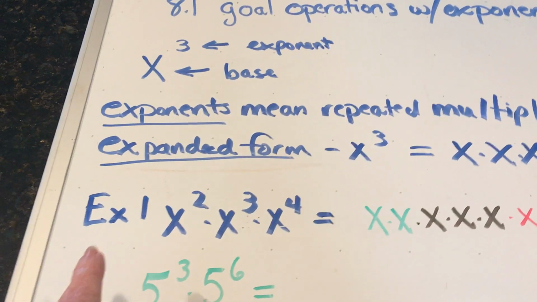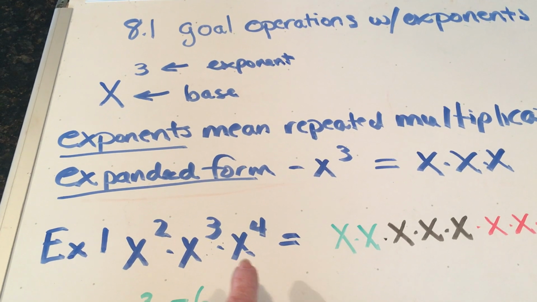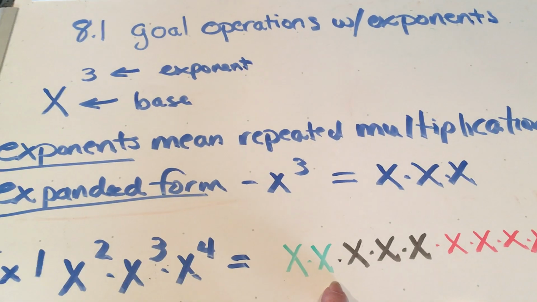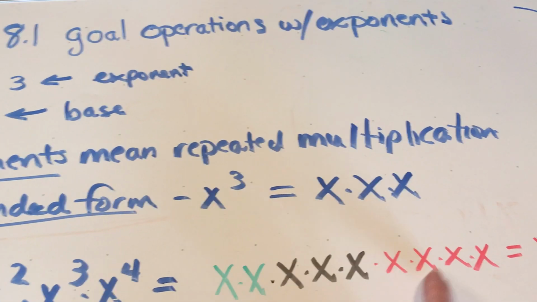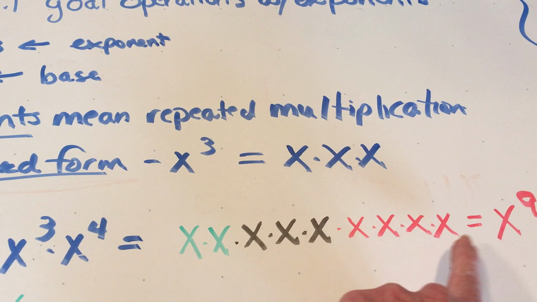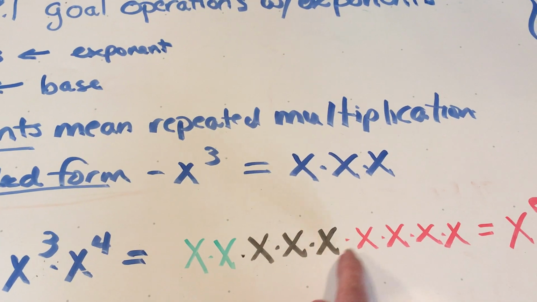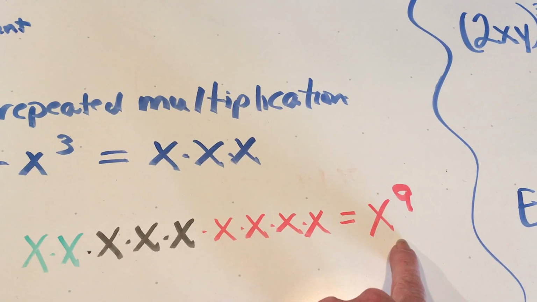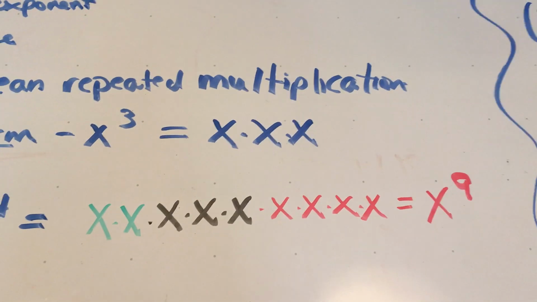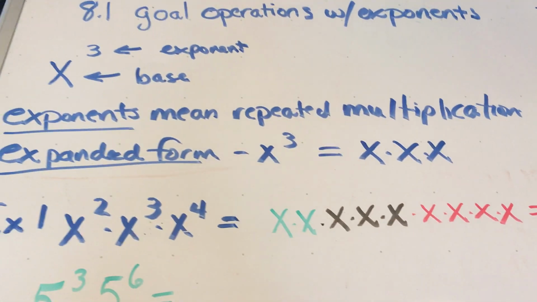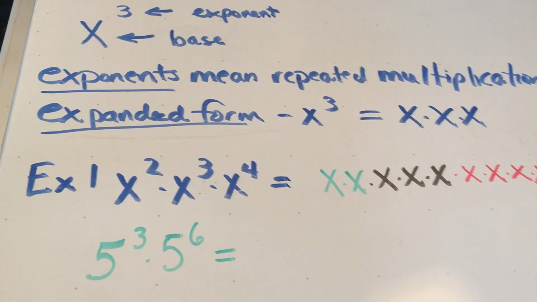Okay, so our first example, we have x squared times x cubed times x to the fourth. X squared means x times x. X cubed means x times x times x. X to the fourth means x times x times x times x. We want to know how many times we're repeating the multiplication of x. 1, 2, 3, 4, 5, 6, 7, 8, 9. My answer in exponential form would be x to the ninth. Now, there is a shortcut that you might be able to find doing that problem, but I'm not going to tell it to you. So if you can figure that one out, you can use a shortcut.